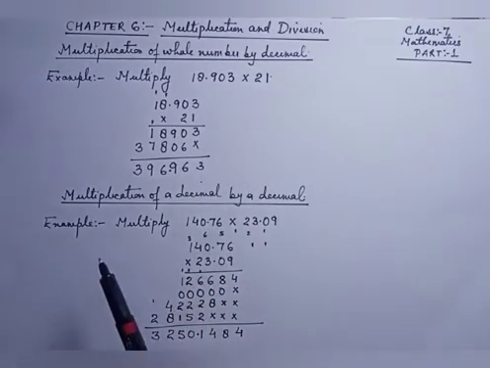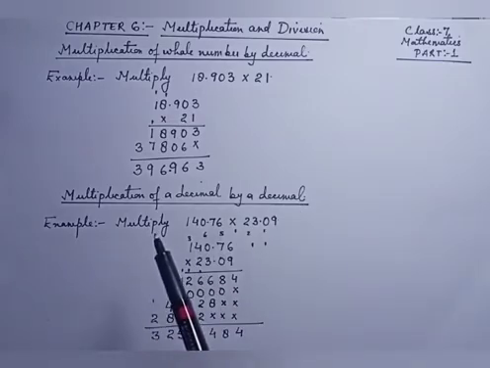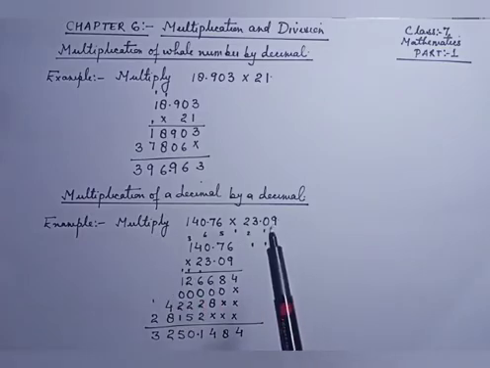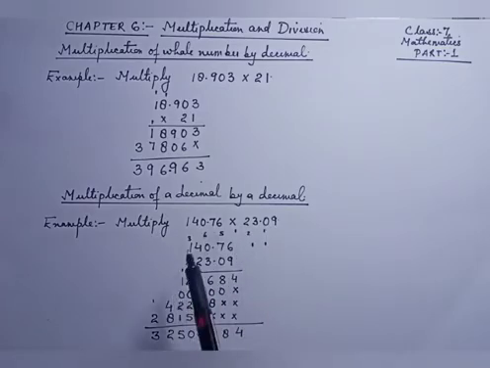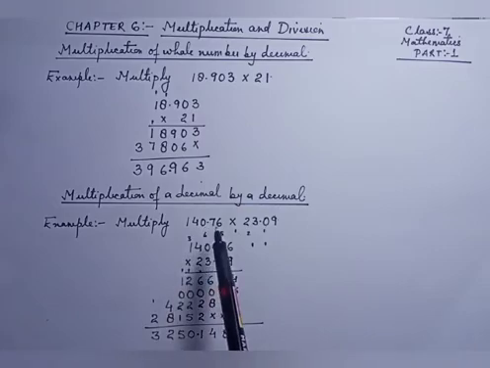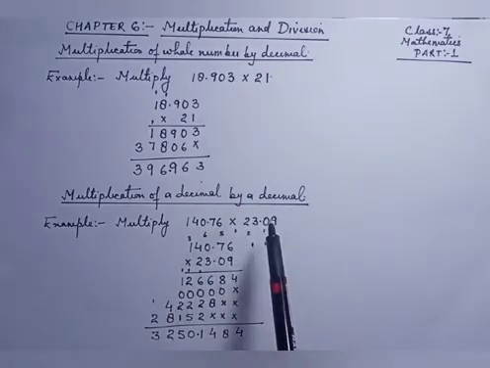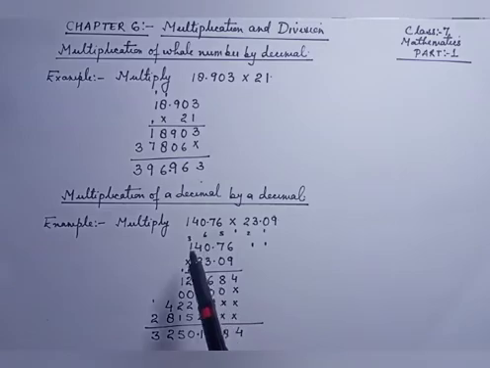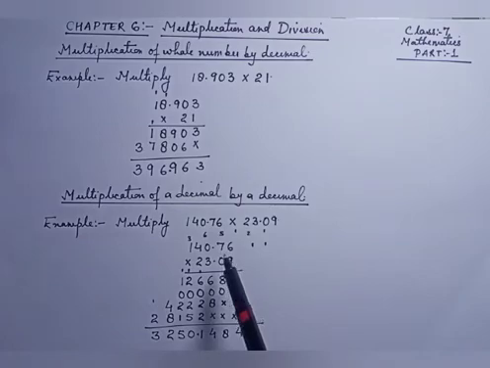Let us see how you are going to multiply a decimal by a decimal. The same procedure you are going to follow, just ignore the decimals and multiply the two numbers. Over here I have taken 140.76 multiplied by 23.09. So when we multiply 140.76 by 23.09, we are going to get a product of 32501484.